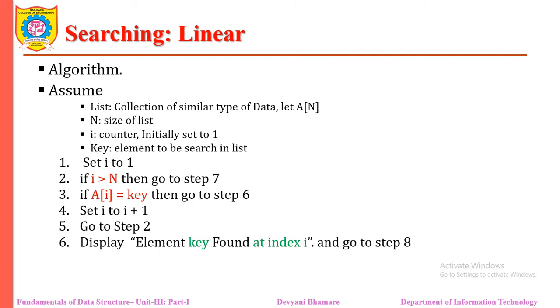In this fashion, we repeatedly look for whether the key element is present or not. If we find that A of I matches our key, then we directly display that the key element is found at the ith location and stop the algorithm. But if the key element is not present and all array elements have been searched, then we say that the element is not present in the list and we stop.